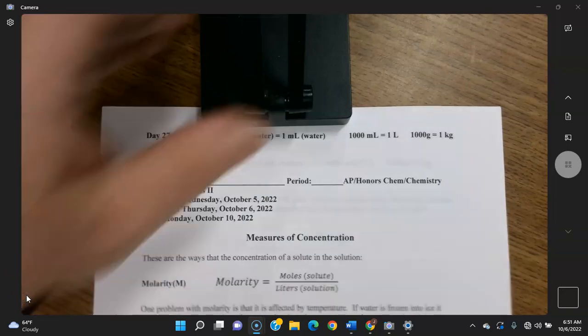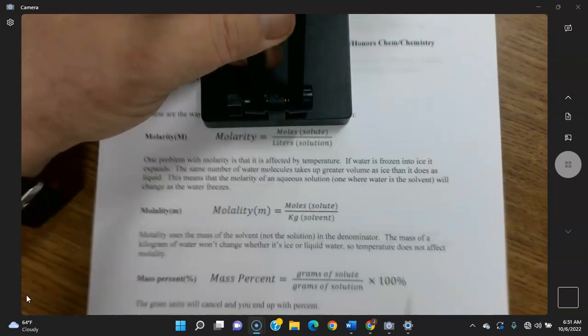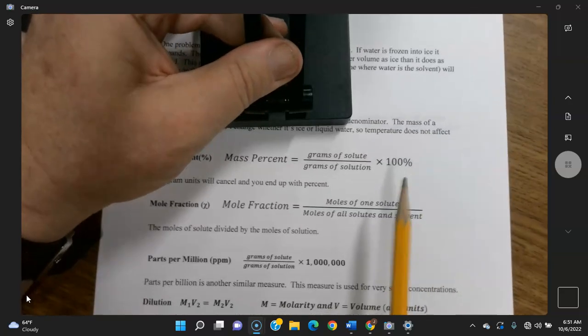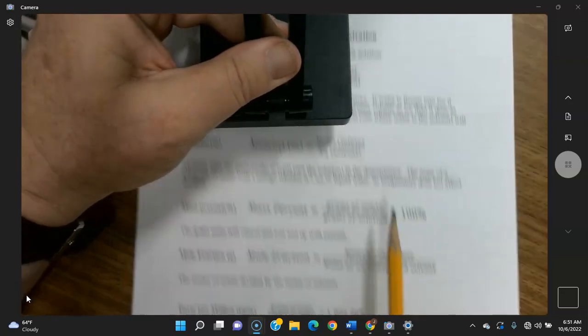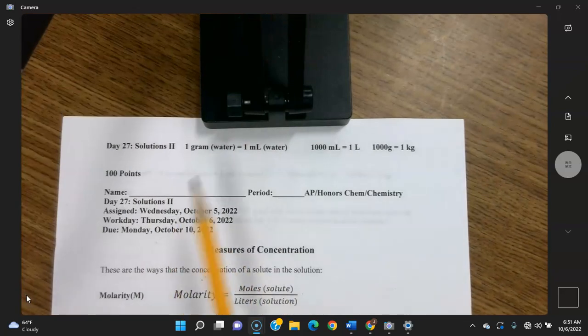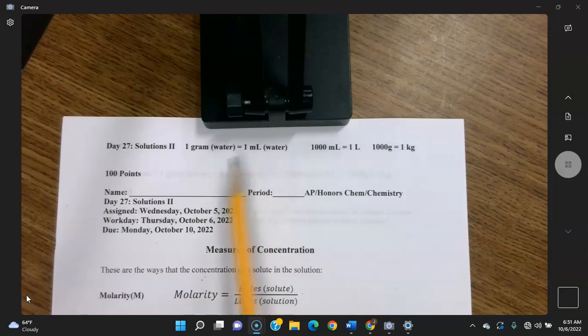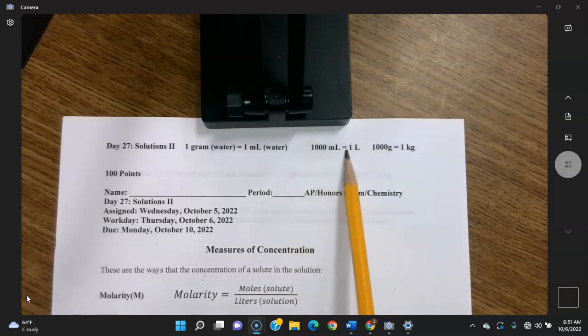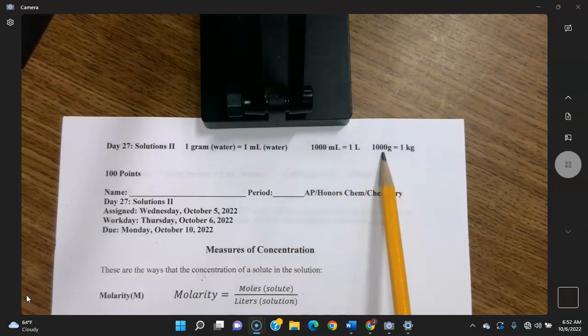All right, so you can see that on the first page what I've done is I've reproduced page 9 of your packet. And so everything that's on page 9 of your packet is there. In addition, up here in the header, I put down the big three conversions, which is 1 gram of water equals 1 milliliter of water. That's only for water. And then 1,000 milliliters of anything equals 1 liter of anything. And 1,000 grams of anything equals 1 kilogram.